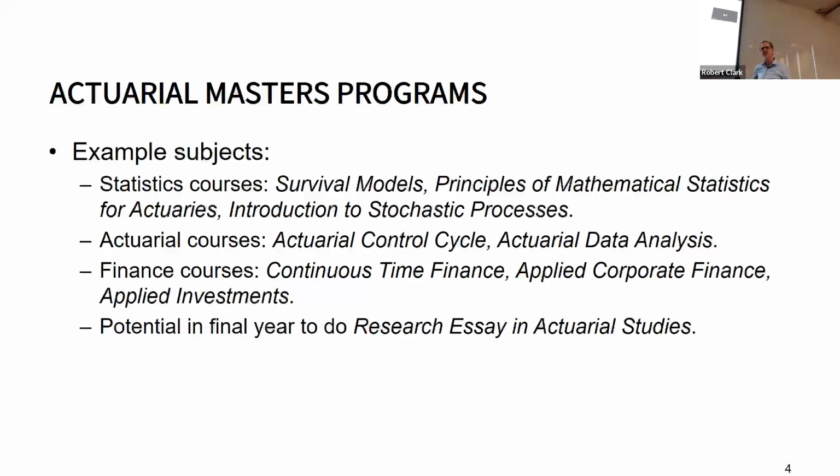If you're interested in fitting some research into your degree, there is potential in the final year of the degree to do a research essay in actuarial studies. So that's a course of either 6 or 12 units. So it's equivalent to 1 or 2 standard courses where you would do a small research project or a medium-sized research project if it's 12 credit points or 12 units in a topic that you negotiate with a supervisor.